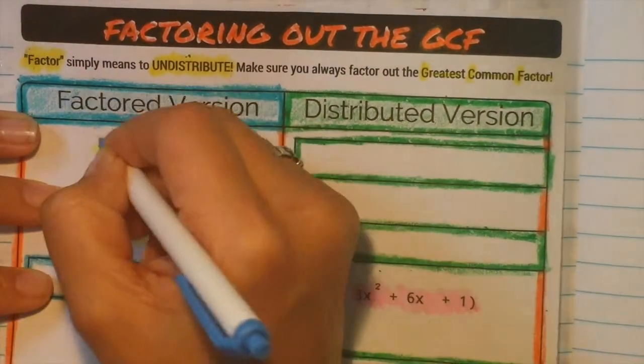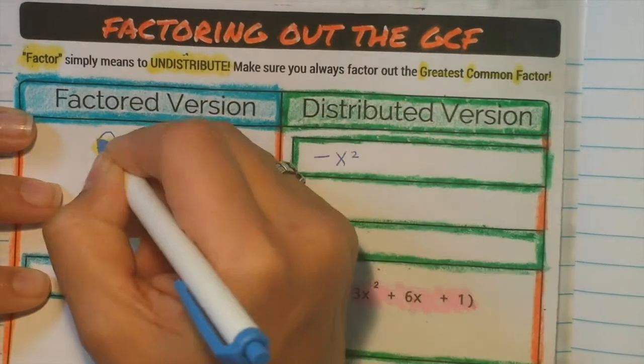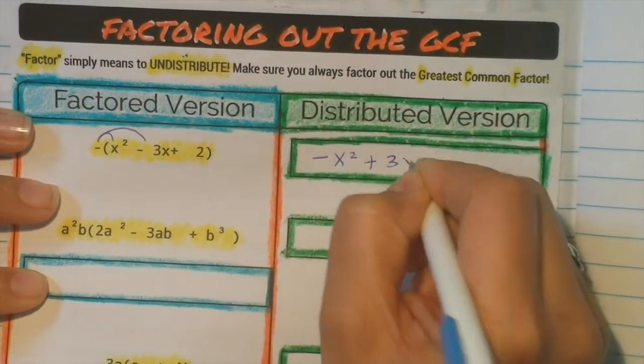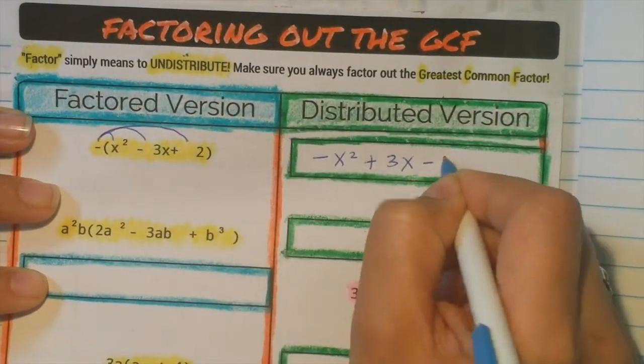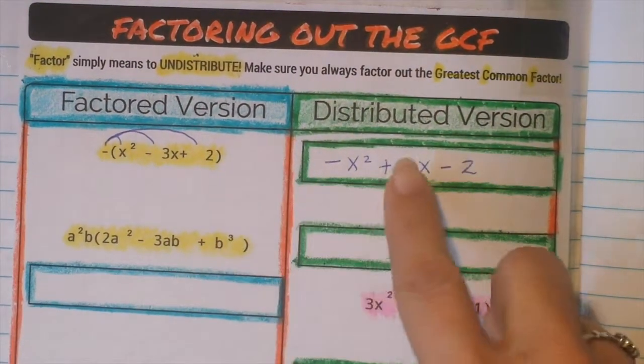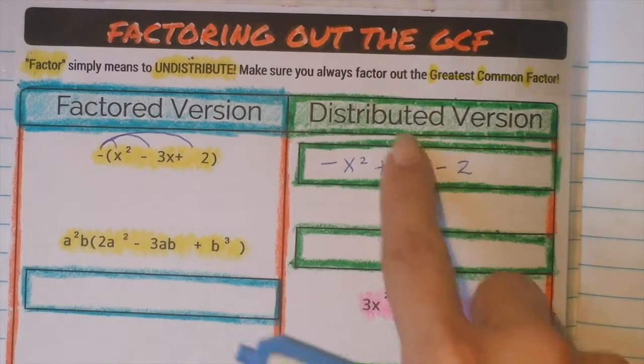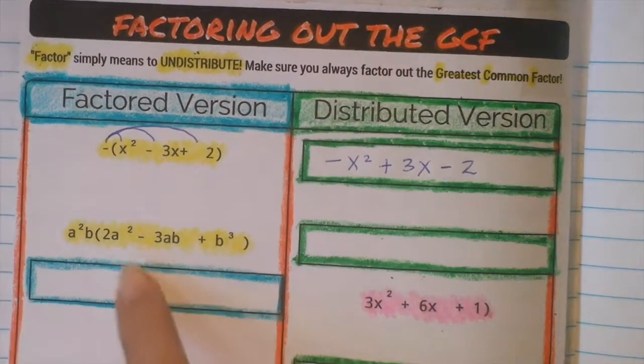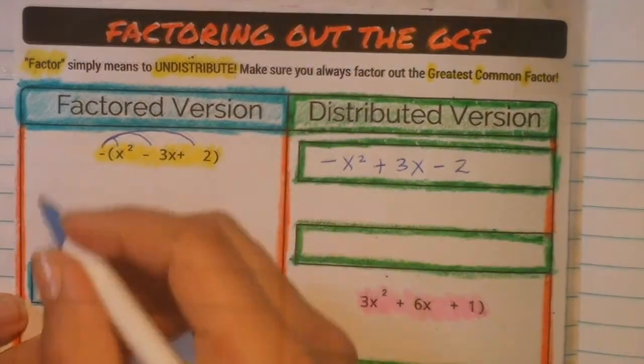Negative gets in the house, say hi to everyone: negative x squared. Negative and negative is a positive, positive 3x. Negative and a positive is a negative, negative 2. So that's getting into the house. That's distributed. Factoring is going from already being in the house to getting out of the house. So you have to unsay hi to everybody, or unfriend everybody.